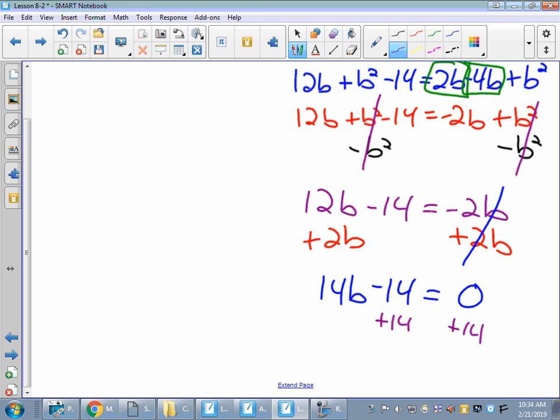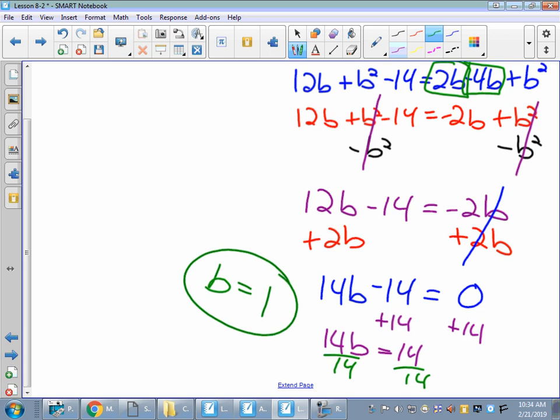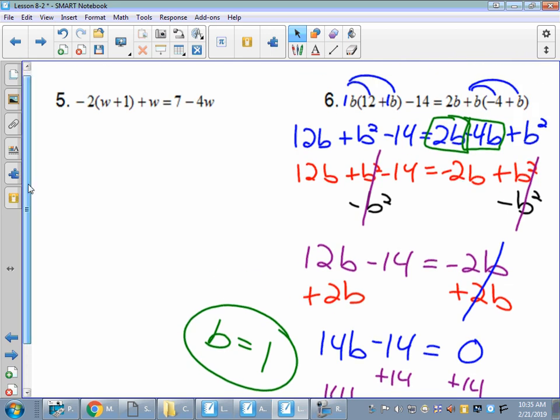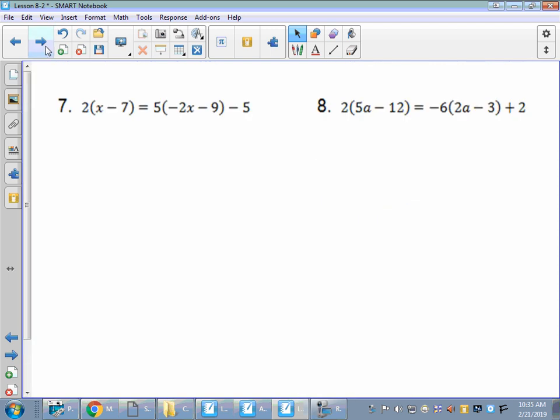And so now I'm going to have 14b equals 14. And I think at this point, we know that if I divide by 14 here, I'm going to get b equal to 1. Okay, so my answer is going to have a variable equals something. So b equals something when I'm solving. That's the key. Okay, let's go ahead and do number 8 here.